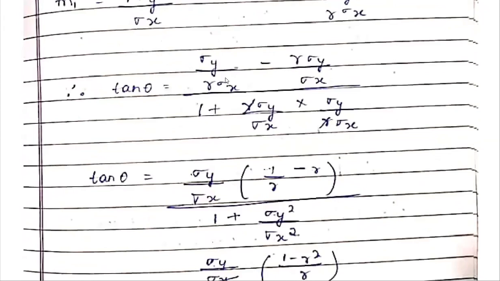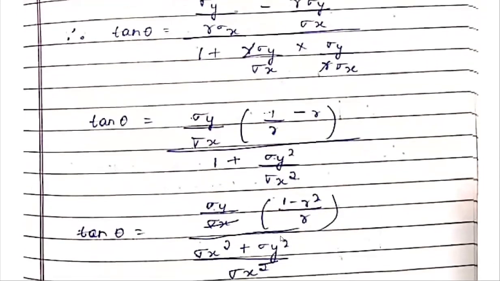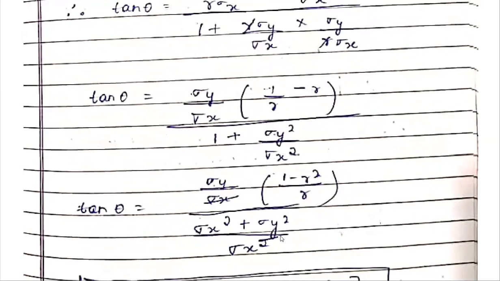So how to simplify this? If you observe in the numerator, you have something common there. Sigma y by sigma x is common. Take it outside. What is left out here? 1 by r, so 1 by r is written here. Minus, what is left out here? R. Divided by, if you observe in the denominator, r gets cancelled, and what is left out is 1 plus sigma y into sigma y, which is sigma y square, and sigma x into sigma x, which is sigma x square. And then further, we'll check if we can simplify it further.